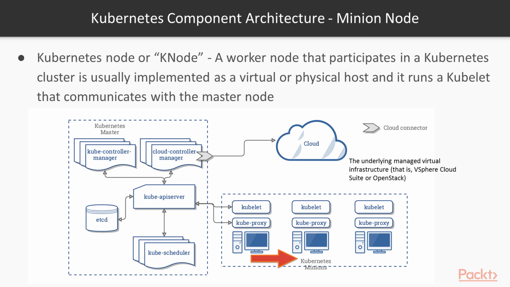So the Kubernetes component architecture. The Kubernetes node, or K node, is a worker node that participates in a Kubernetes cluster. It's usually implemented as a virtual or physical host, and it runs a kubelet that communicates with the master node. As this little arrow is pointing down here, the Kubernetes minions, the term minions has been deprecated. The new term is K node. So each one of these little boxes you see is a K node, and each one is running a kubelet, which is what defines that it is a K node, because the kubelet communicates with the master.